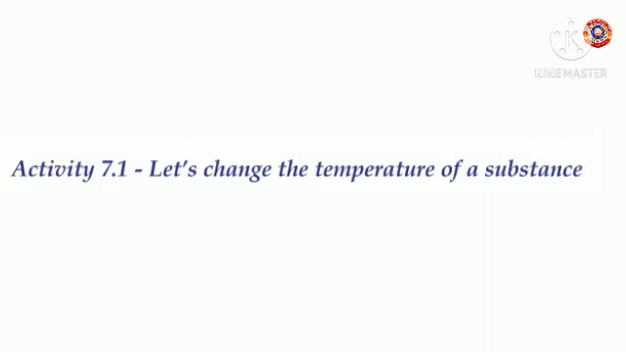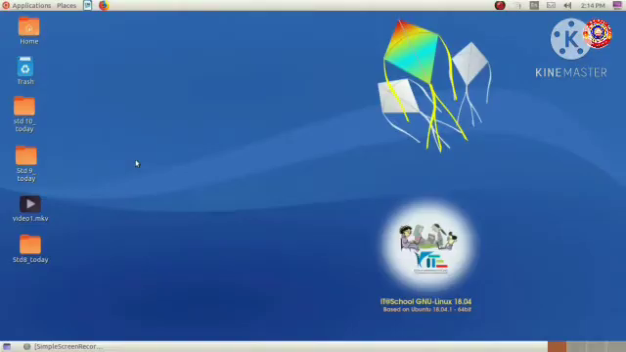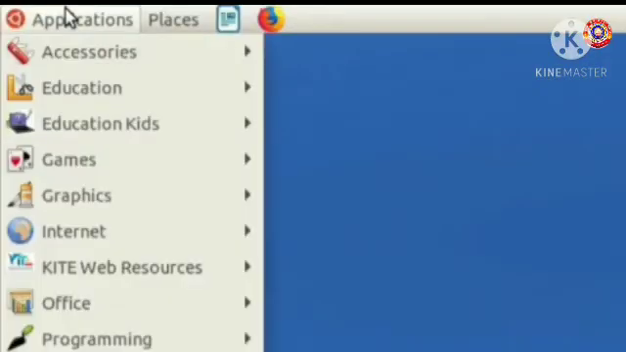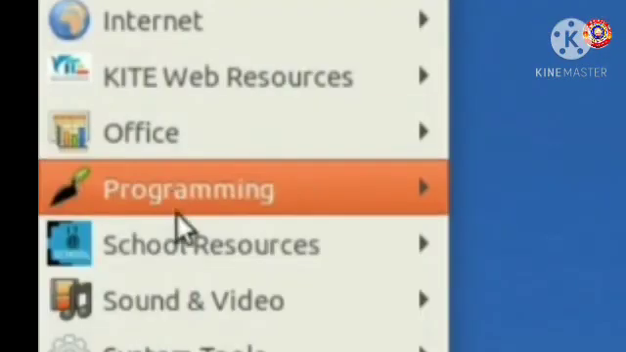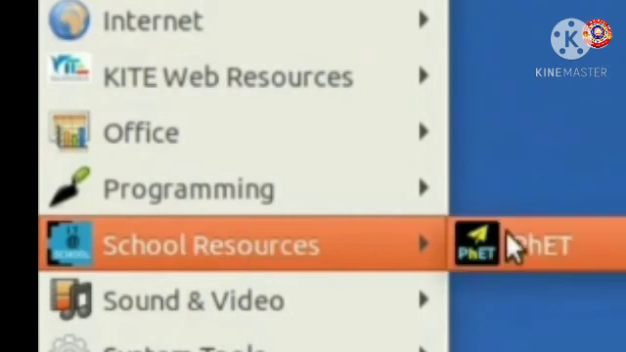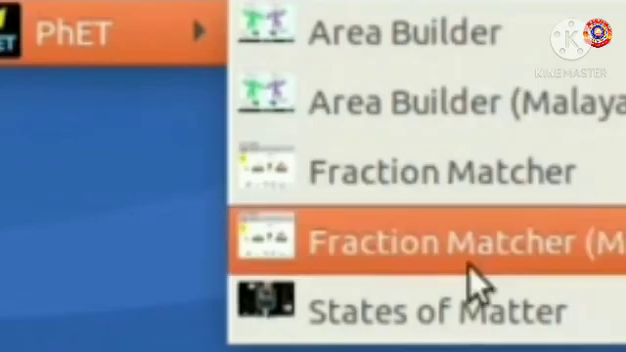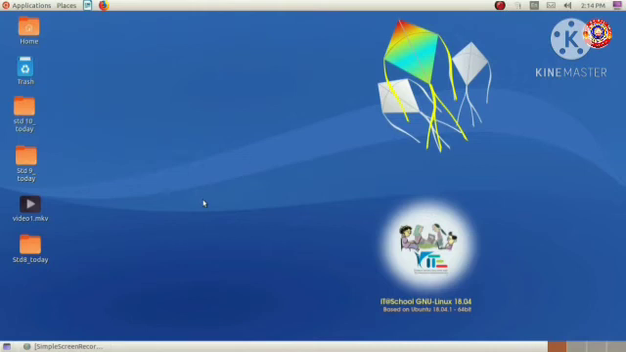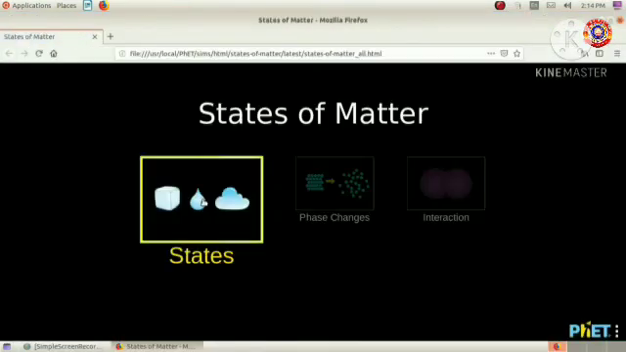Okay. Today's first activity, let's change the temperature of a substance. Let's observe this phenomena through PhET simulation software. The opening path of PhET is Applications, School Resources, PhET, and then States of Matter. Here we can see a new window. From there, click on States.